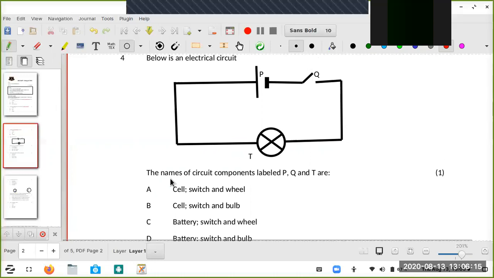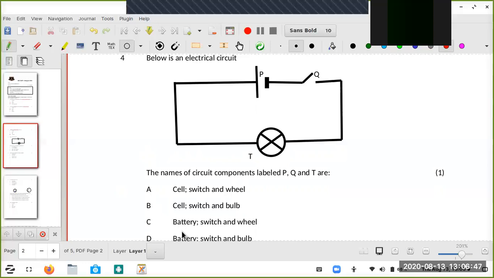Then let's check now. The name of circuit components labeled P, Q, and T are, then we have got cell, that's P, that's correct. Switch, that's correct. Wheel, it's not a wheel, which means A is out because of the last component, which is wrong. Then B, cell, switch, bulb. This B is correct. Let's check C. Battery. P is not battery because we are not looking at cells that are connected in series. So it's not a battery.